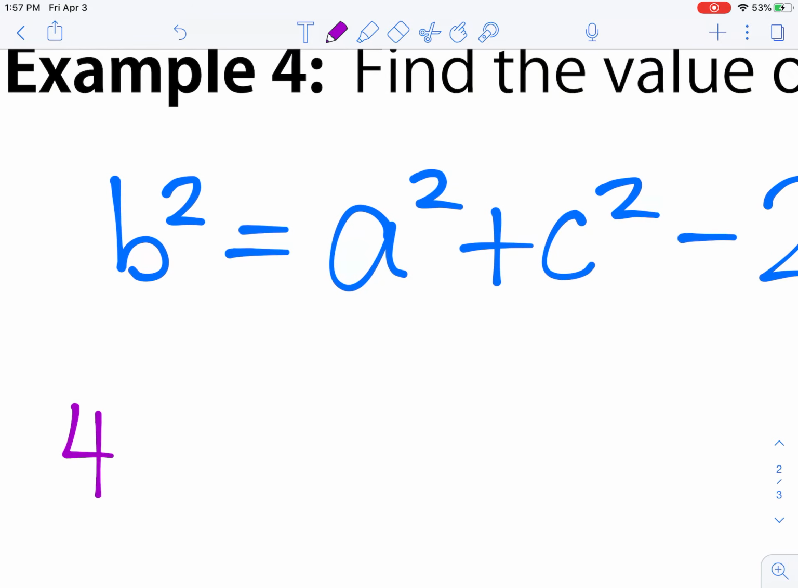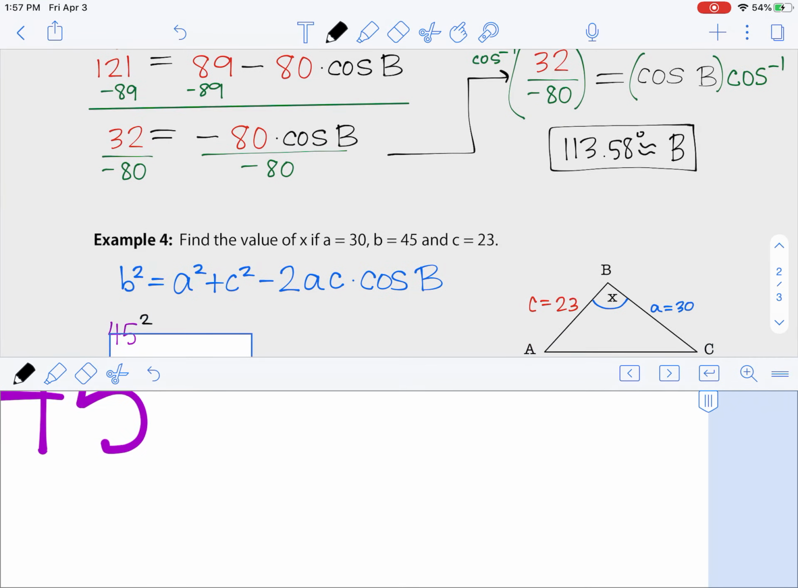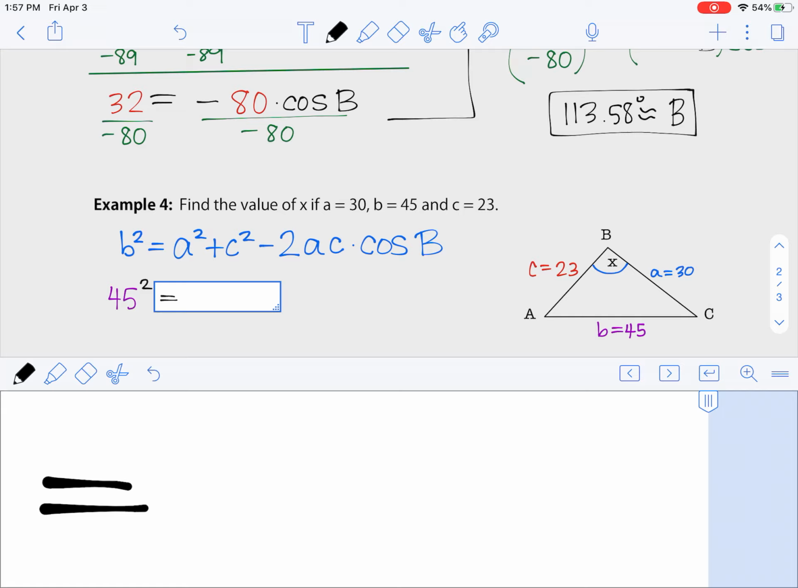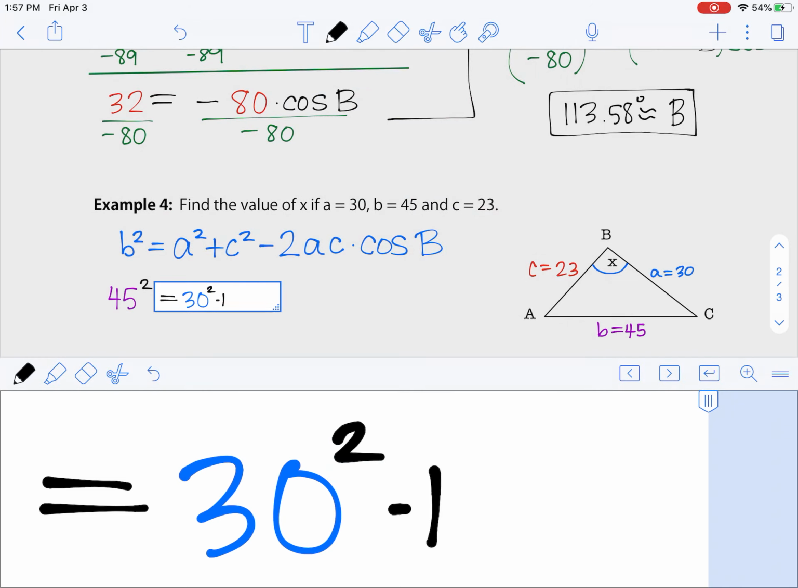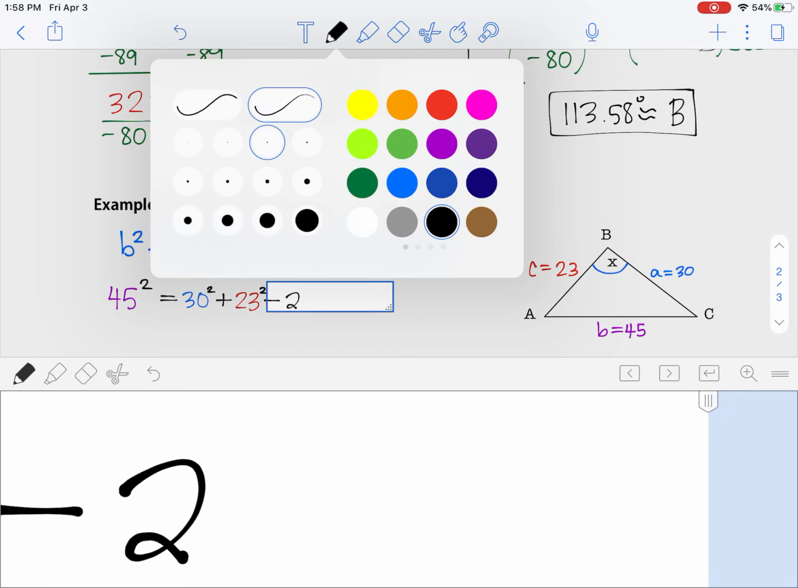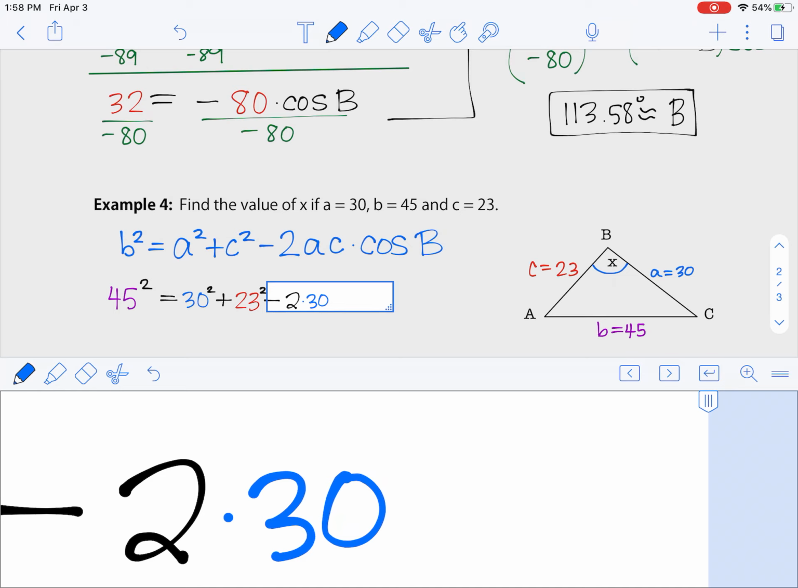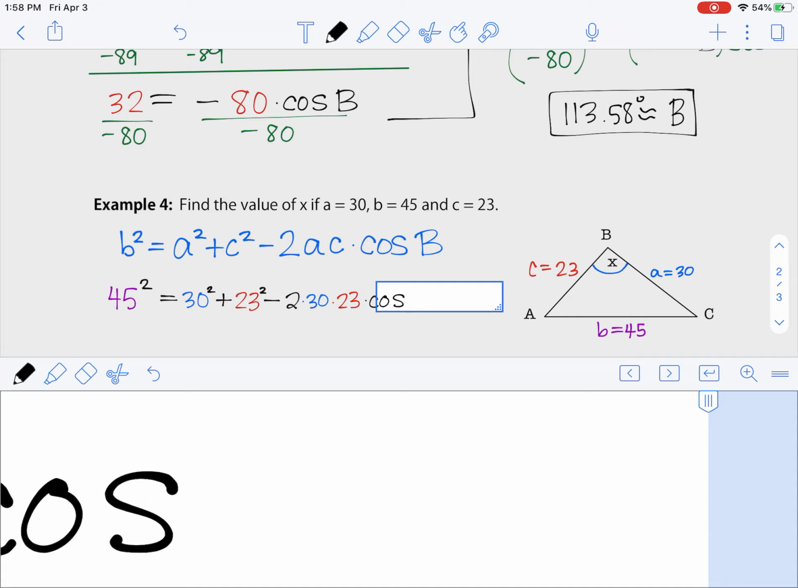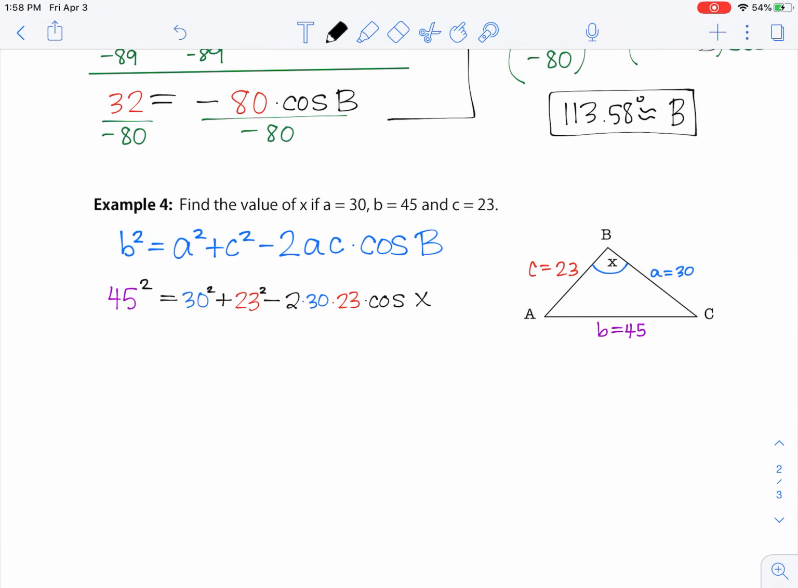All right, so first we're going to substitute in 45. It is squared. That equals a squared, which is 30, plus c squared, which is 23, minus 2 times a, so bringing it again, 30, times c, bringing that in again, 23, times the cosine. And if you want, since they've literally written x in, you can write this as an x if you'd like instead of the big B.